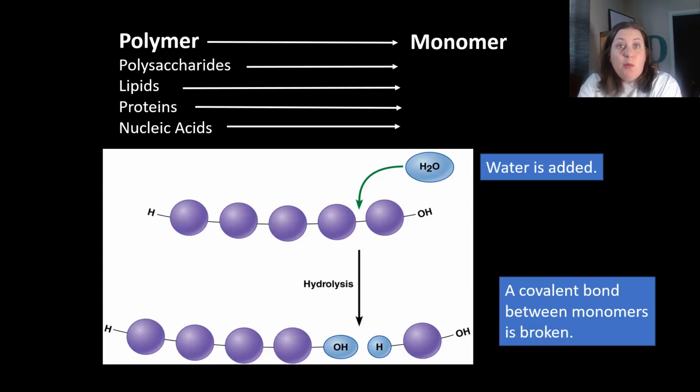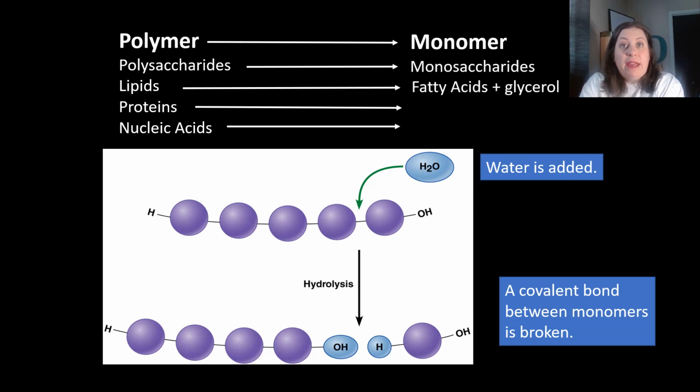So going back over here, we started with the polymer, and now we're going to break it down into the monomers. So if I start with polysaccharides and I add water, I'm going to end up with monosaccharides. If I have lipids and I add water and break them apart, I'll get fatty acids and glycerol. Proteins will be broken down into amino acids, and nucleic acids will be broken down into nucleotides.